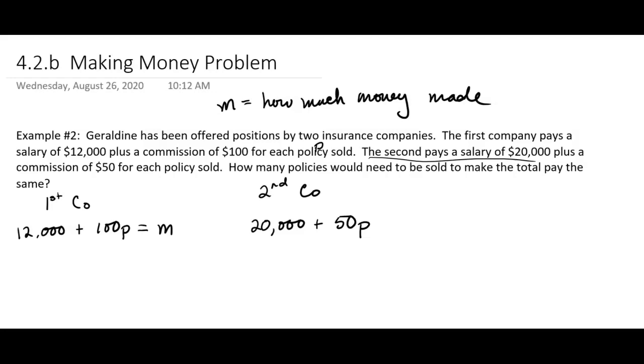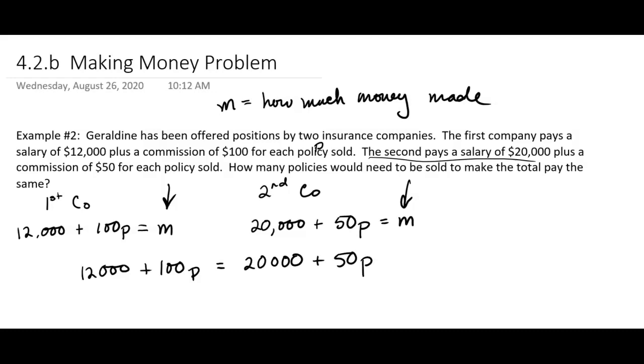Okay. So the question says, how many policies would need to be sold to make the total pay the same? I'm sorry, I didn't write that this equals how much money she makes, right? So the question says, how many policies does she need to sell if she's in company 1 or company 2 so that her total money would be the same? Okay, so this is a good one for substitution. You have how much money she's making here, how much money she's making there. You want those to be equal. So 12,000 plus 100p has to equal 20,000 plus 50p.